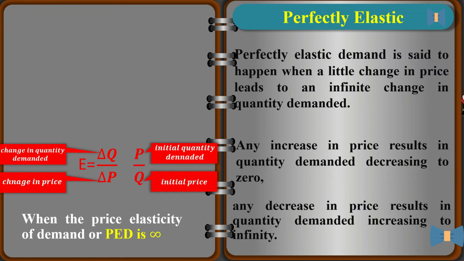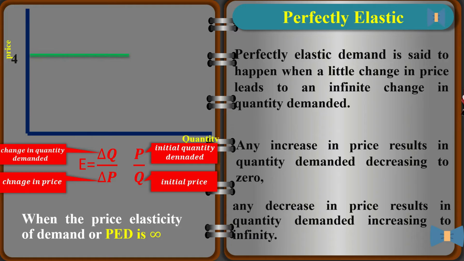Perfectly elastic. Perfectly elastic demand is said to happen when a little change in price leads to an infinite change in quantity demanded. Any increase in price results in quantity demanded decreasing to zero. Any decrease in price results in quantity demanded increasing to infinity. For example, this is the demand curve.